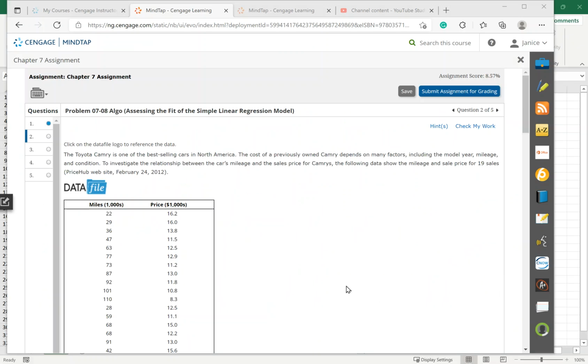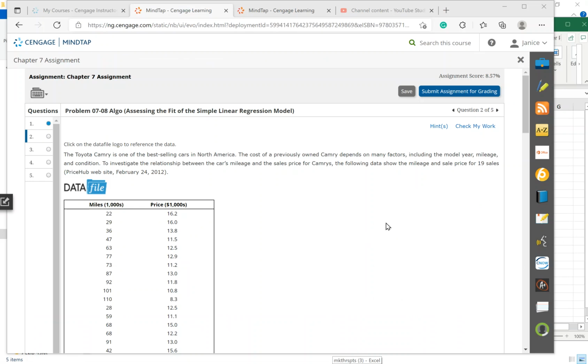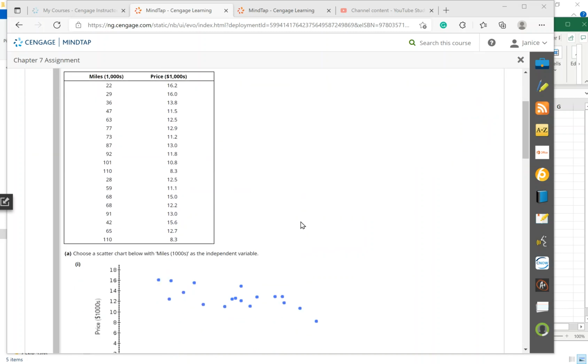Question 2 is similar, so I'm going to keep this on the same video. This one's talking about cars, so I'm going to download the data file first. I won't make you. So I've opened the data file, and it says that Camry's one of the best-selling cars in North America. And so we're given information about 19 car sales, and it's showing us the mileage and the price that the car sold for.